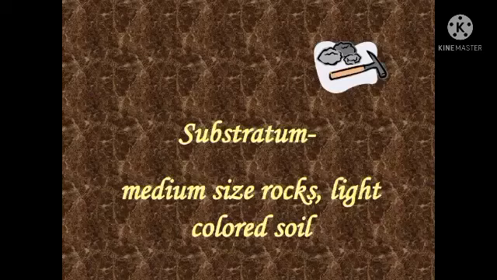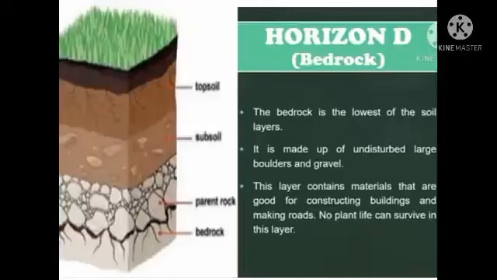In the substratum, we can see medium-sized rocks, light-colored soil. And lastly, the horizon D or the bedrock. The bedrock is the lowest of the soil layers. It is made up of undisturbed large boulders and gravels. This layer contains materials that are good for constructing buildings and making roads. No plant life can survive in this layer.